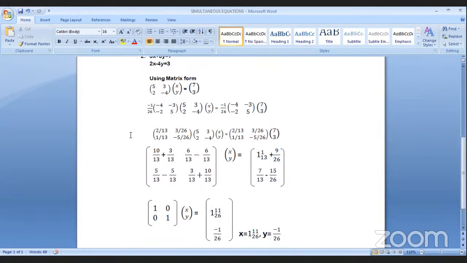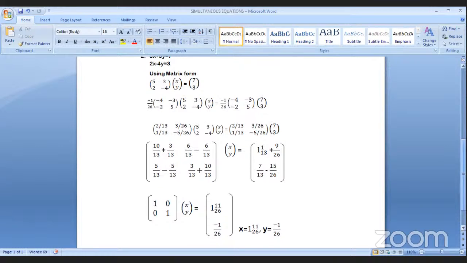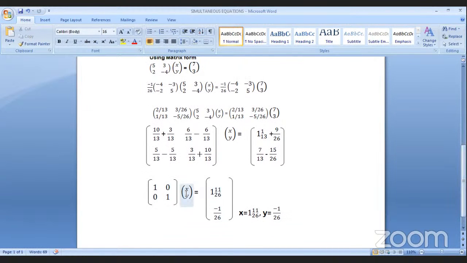Then we expand through. When we're using this method, we always know that we have to end up with an identity matrix, which is a 2 by 2, which is this here. So when we multiply the identity matrix by this matrix, to give us x will be equaling to 11 out of 26, and y will be equaling to -1 out of 26.